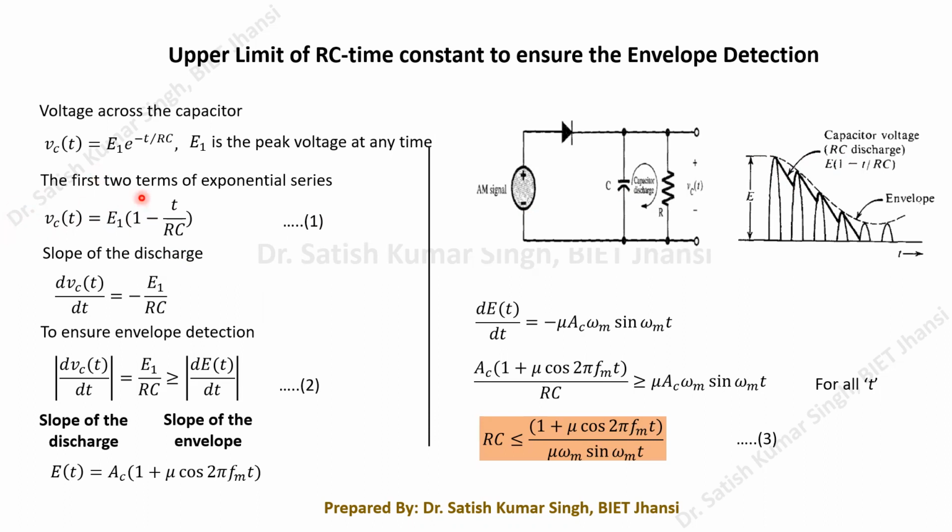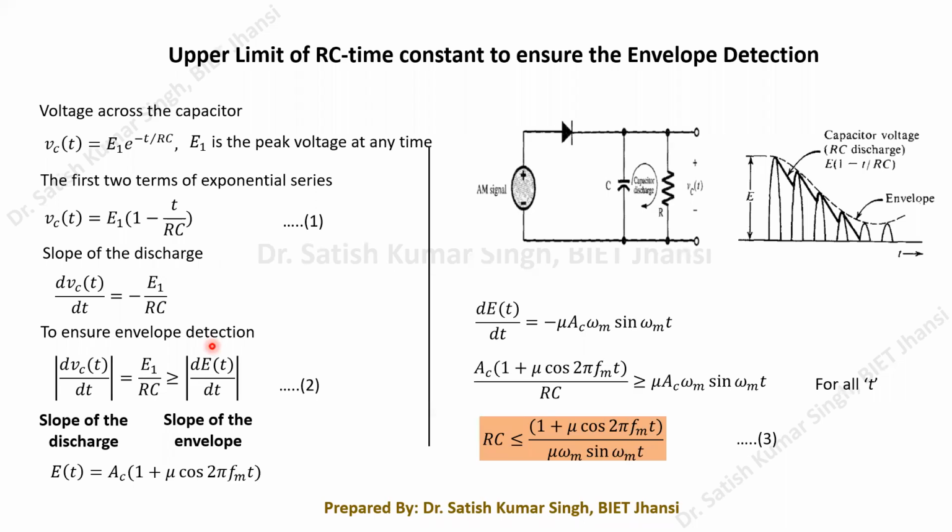Okay, E1 times 1 minus t upon RC. So basically when the capacitor voltage discharge is represented by this particular linear equation, then we can also get the slope of the discharge. So what is the slope of the discharge? We can calculate dVc upon dt, which will equal minus E1 upon RC. We just differentiate this equation. This will become 1, because it is just t. So there will be a negative sign: minus E1 upon RC.